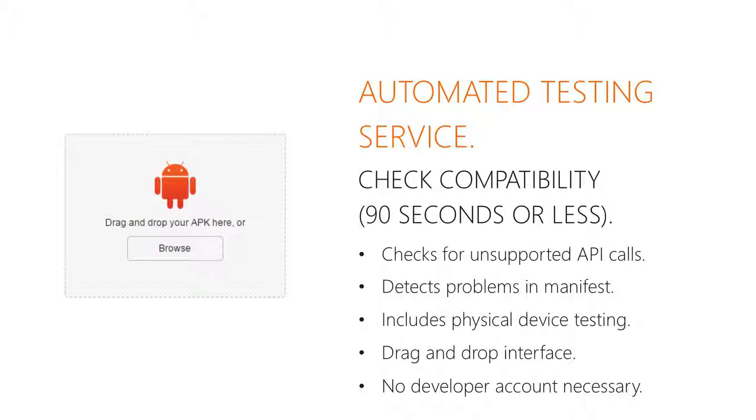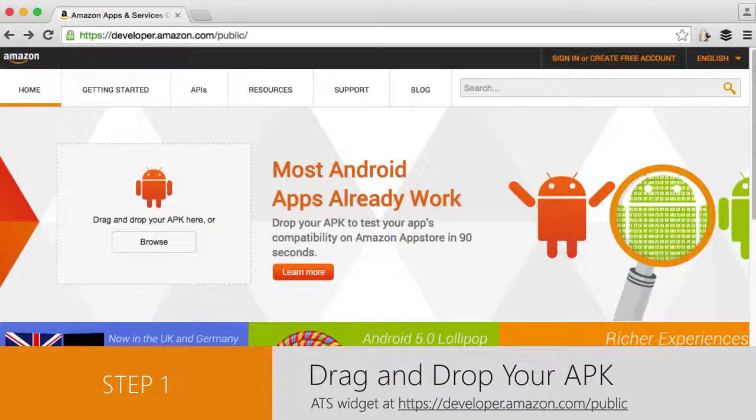All you have to do is upload your APK to Amazon's developer portal. Amazon's automated testing service makes it easy to check for common issues with APIs and configuration. It's accessible via a drag-and-drop interface from the developer portal homepage and works even if you don't yet have an Amazon developer account. Simply point your browser at developer.amazon.com/public and you'll see the testing widget on the left. Drop your APK there or browse to upload it.